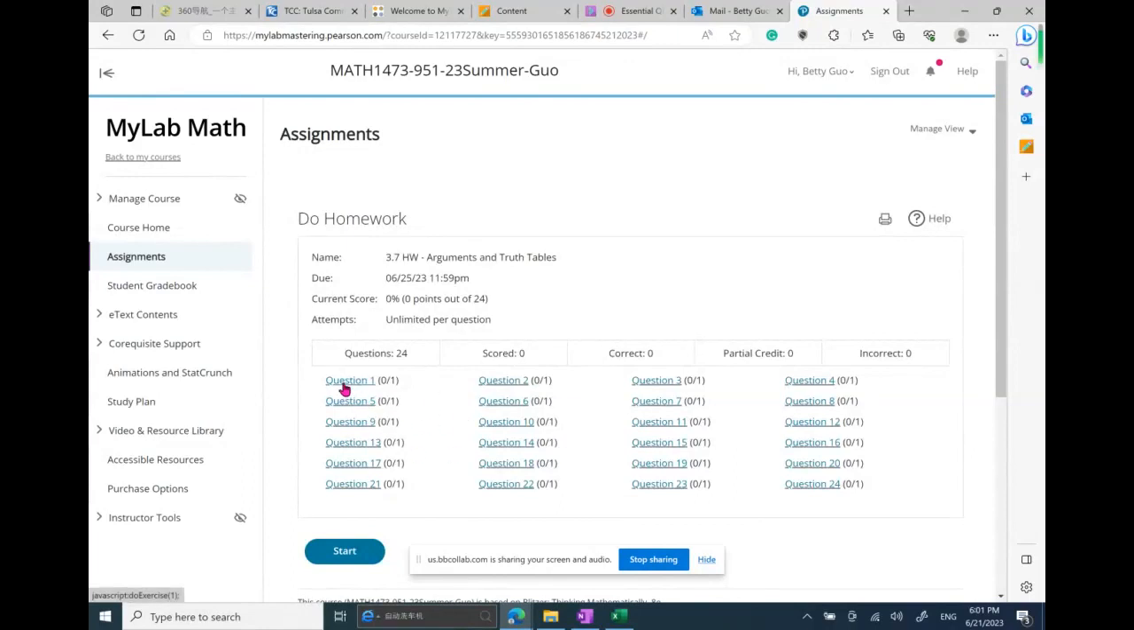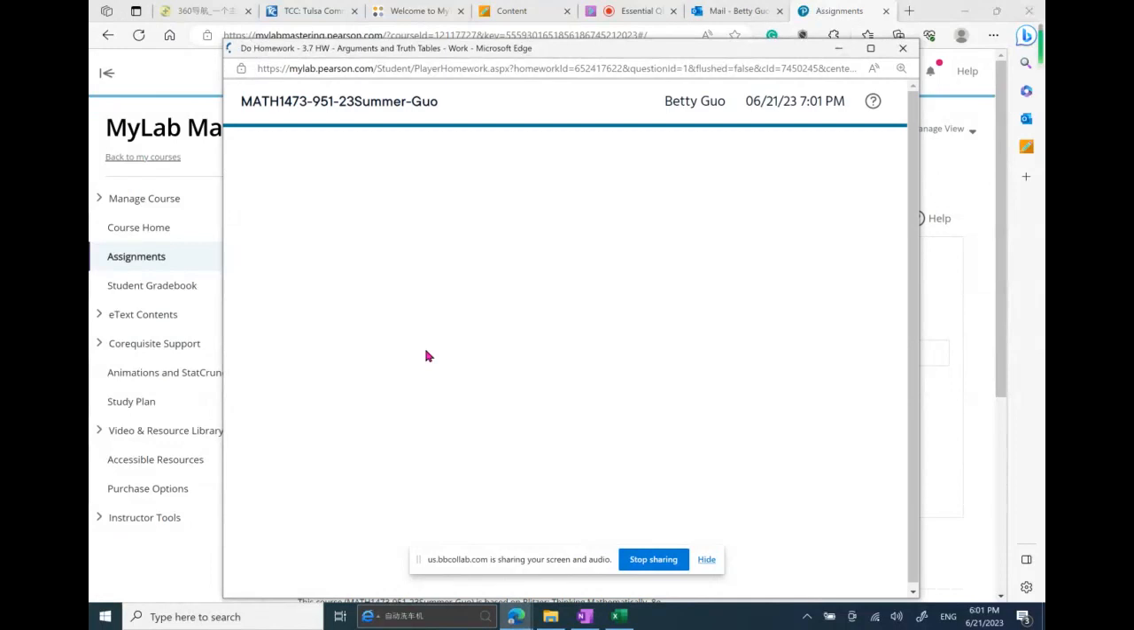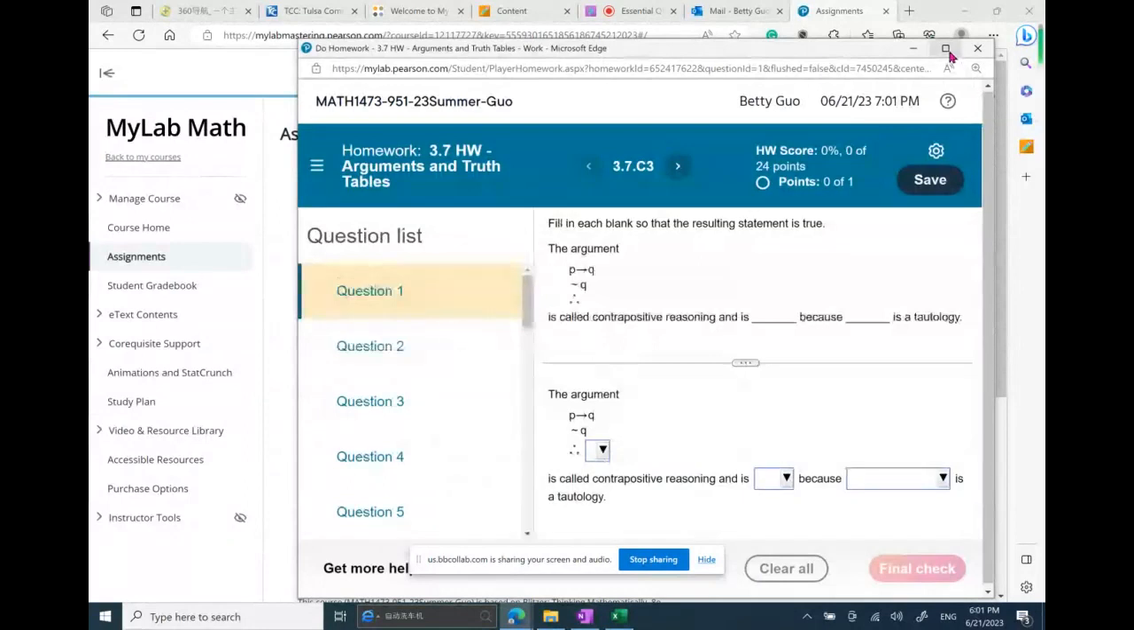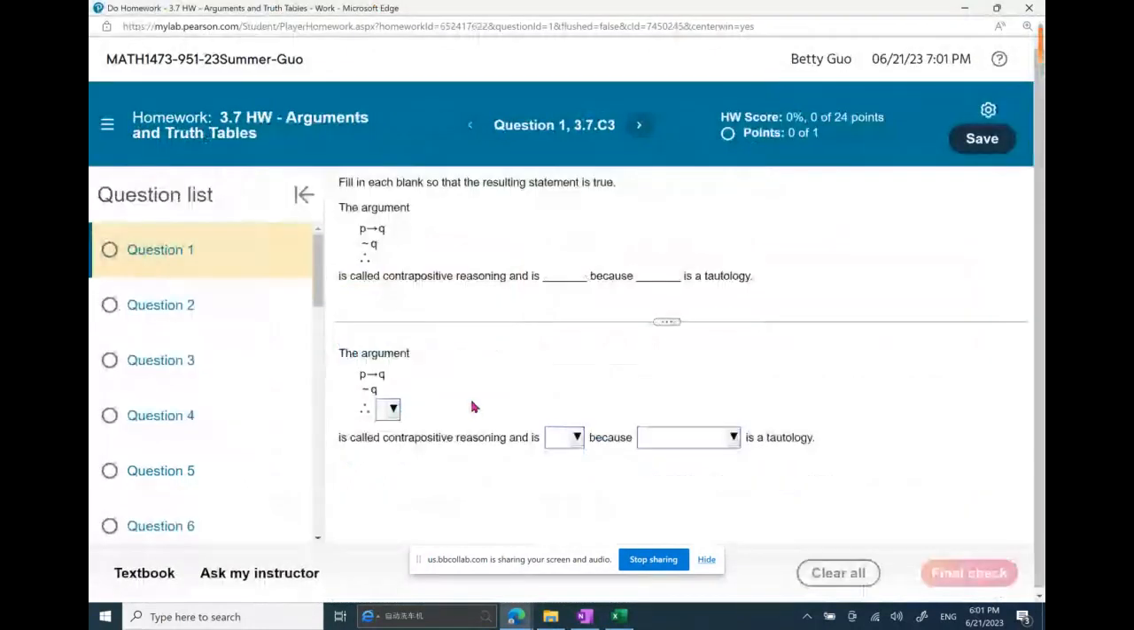Arguments and truth tables. Be sure to watch the video and study the content before working on your homework. Fill in each blank so that the resulting statement is true. The argument: the first premise is P implies Q, the second statement is not Q. Therefore, not P. This is called contrapositive reasoning, and it is true because it is a tautology.